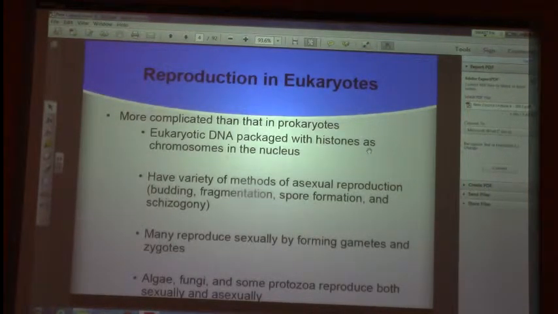You all will learn more about the reproduction of eukaryotes. For now, what you need to know, however, is that it is more complicated in eukaryotic organisms than it is in prokaryotes. And that's due to the nature of the eukaryotic cell.